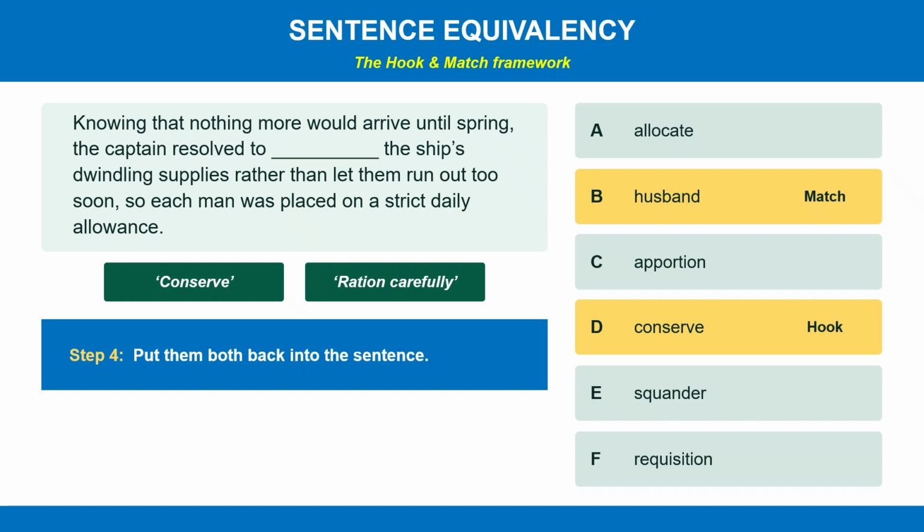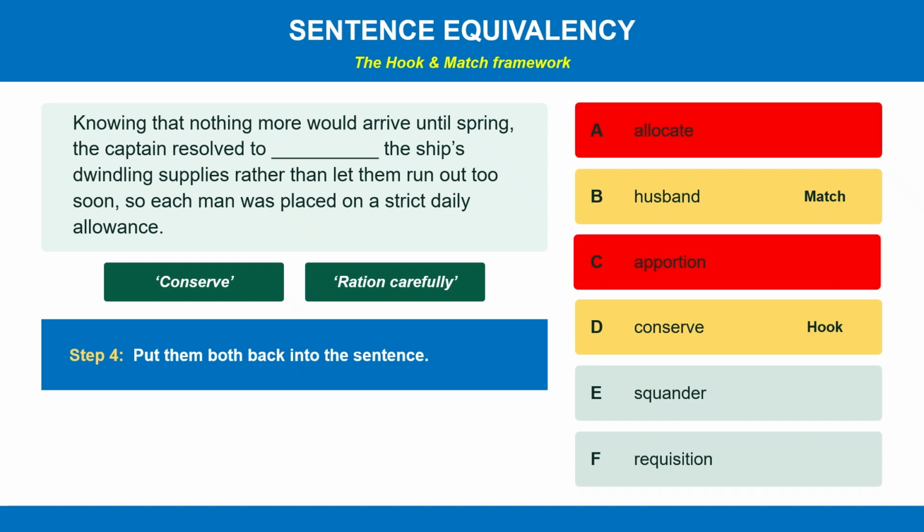Step 4, put both words back into the sentence, make sure that both words work, and crucially, that both words give the sentence the same meaning. So the captain resolved to husband the ship's dwindling supplies. Yep. The captain resolved to conserve the ship's dwindling supplies. Yep, perfect. Husband and conserve are the right answer choices.